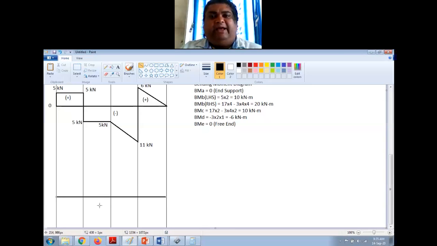If you have graph paper, it would be easier for drawing the BMD and SFD, because you don't have to sit and measure approximately. You can quickly draw it. Now let us start from A. At point A it is 0, so it will be this only, 0 here. Then at B, left hand side is 10 and right hand side is 20. So I will just draw two lines here. Let us say this is 10.